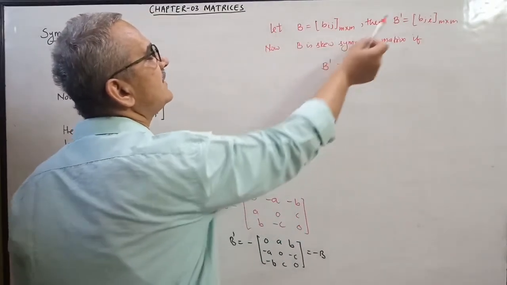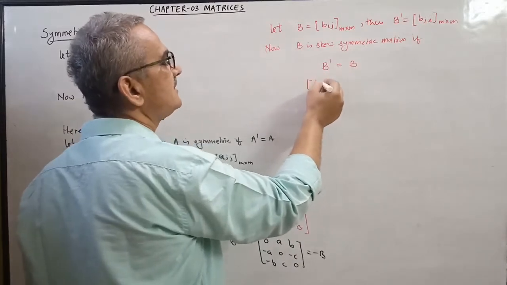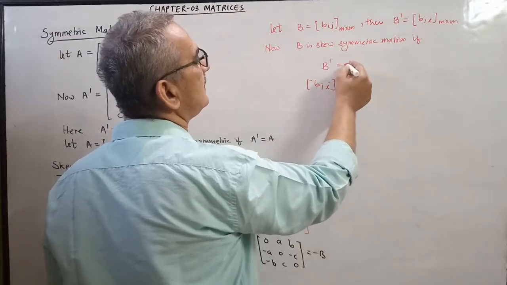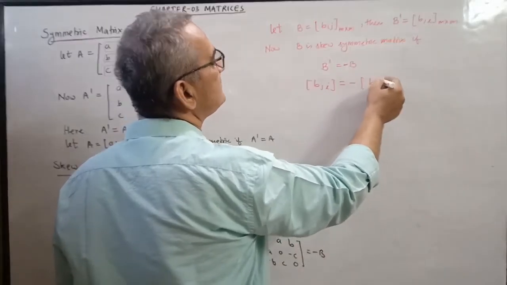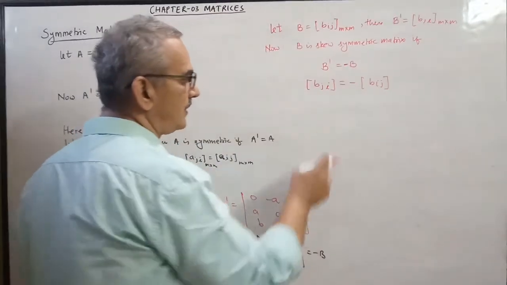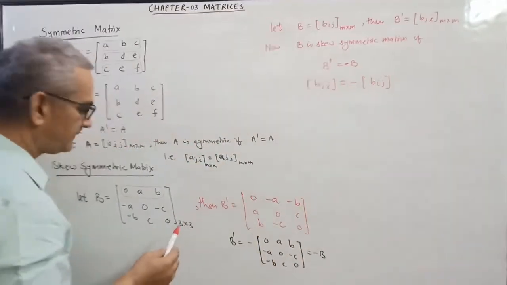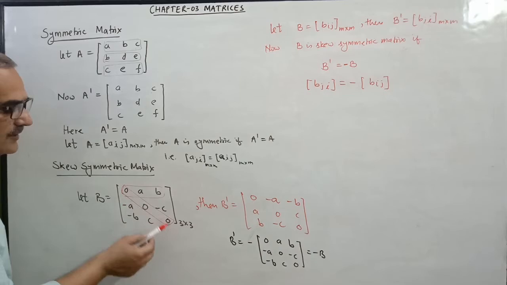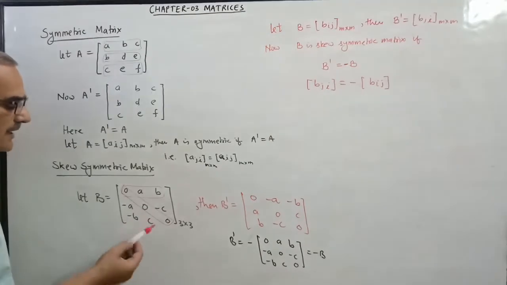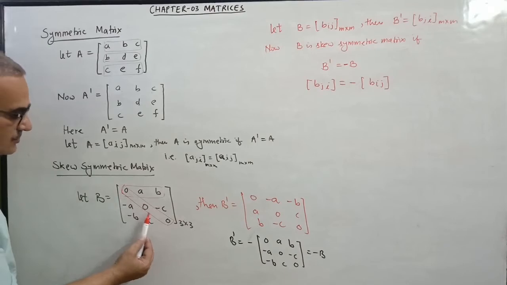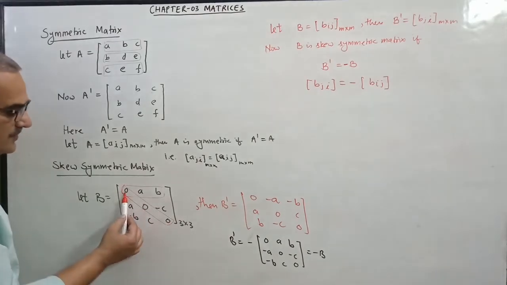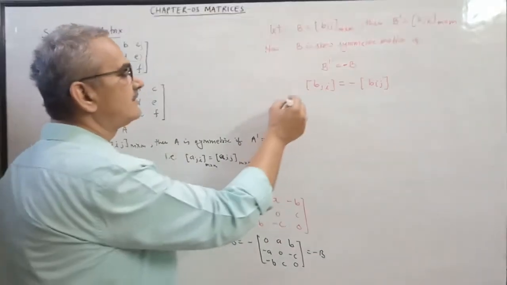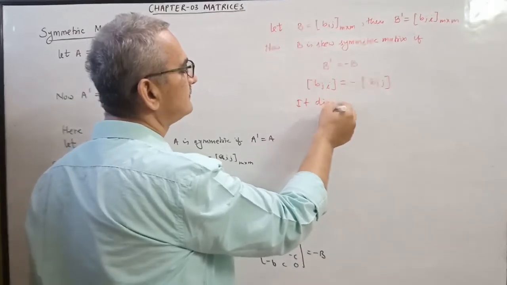Now what is B dash? B dash is Bji, which is equal to minus Bij. Now, what will happen when you are taking its diagonal? You are seeing here that all the diagonal elements, so when we are taking the diagonal elements, this is A11, this is A22, this is A33, or we can say B11, B22, B33. So all the diagonal elements you are seeing here are 0. So at the diagonal, what we have?